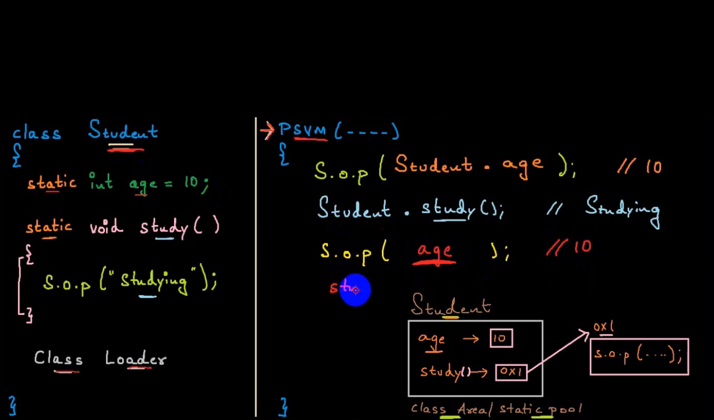Again, in order to call the method, I can directly call it as study. Internally, it will consider it as what? Class name dot study. So I'll get the output as studying again. So in simple terms, static properties have to be accessed with the help of the class name.